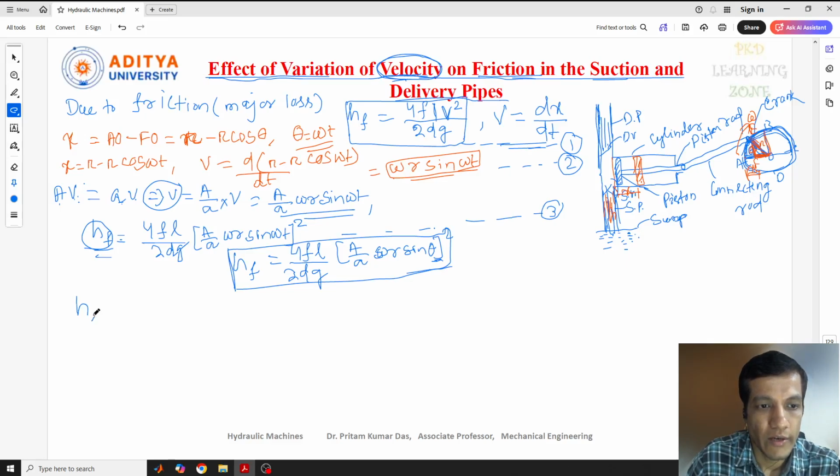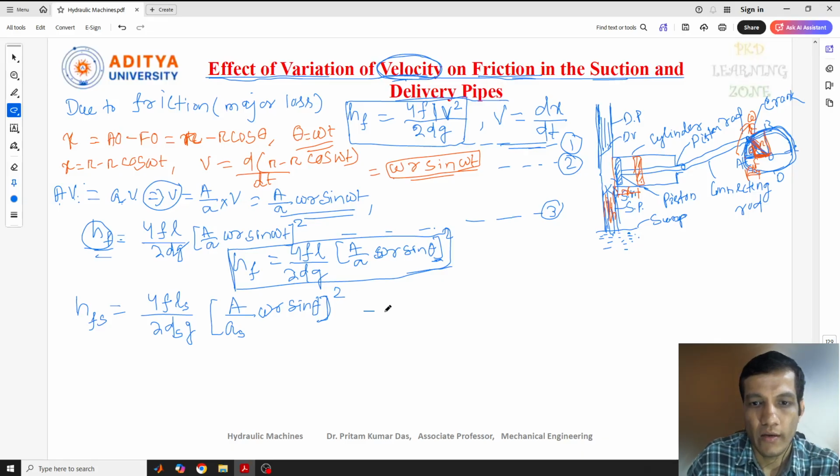Just you can put it HFS. So S we can give for suction. So we can write this is 4FLS, where L is the length of the suction pipe, and this is 2DSG, where DS is the suction pipe diameter. And here we can write capital A by small as, omega R, sine theta, bracket complete square. This is our suction.